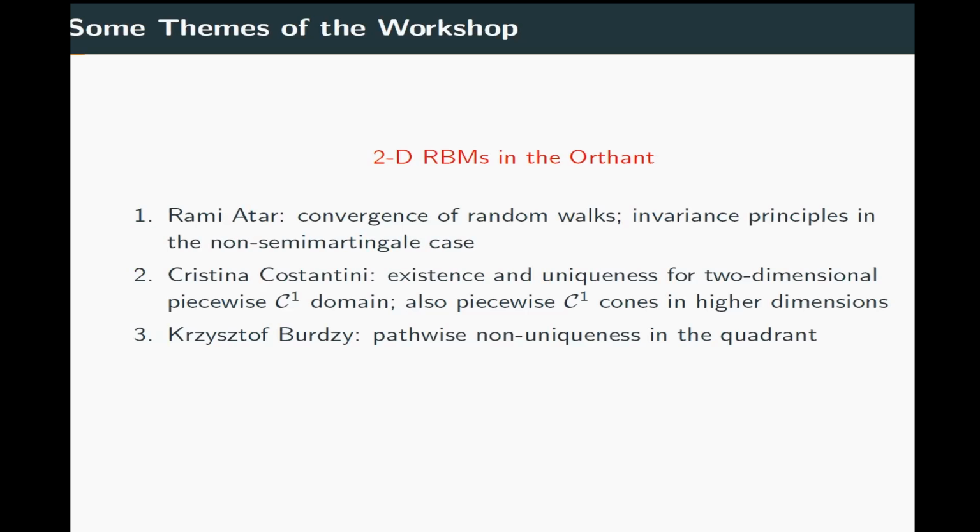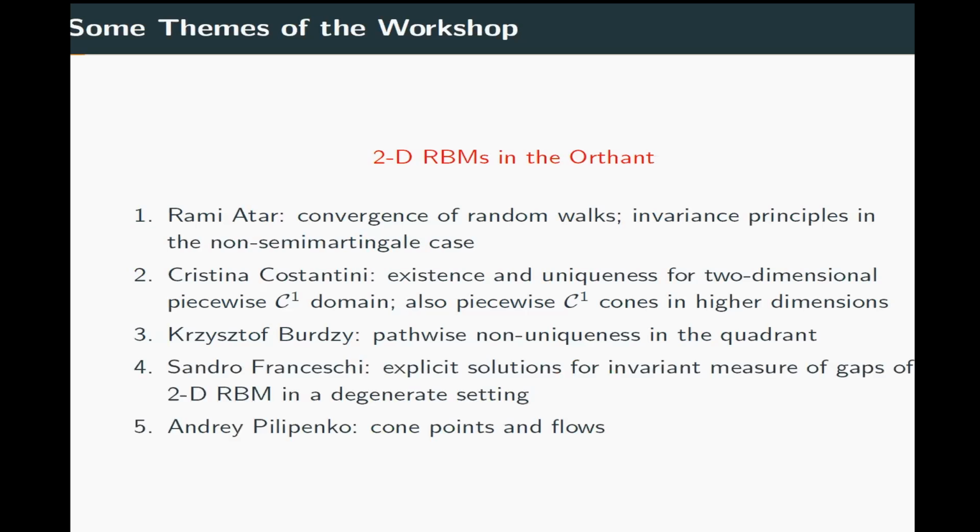And so there's something that relies a lot on 2D to try to show that there is actually pathwise non-uniqueness. Then Sandro Franceschi also talked about explicit solutions for invariant measures of a 2D RBM, again motivated by the Atlas model and in a degenerate setting. Studying invariant distributions in degenerate or hypoelliptic settings is often harder. But in fact, they were saying that some of the calculations in this case actually simplify in the degenerate setting. So it has a fully explicit solution for invariant distributions in 2D.